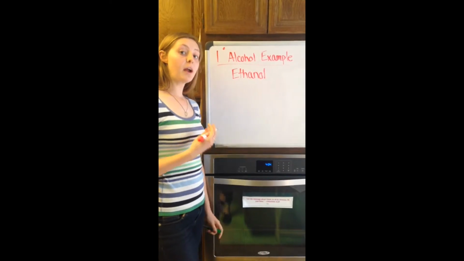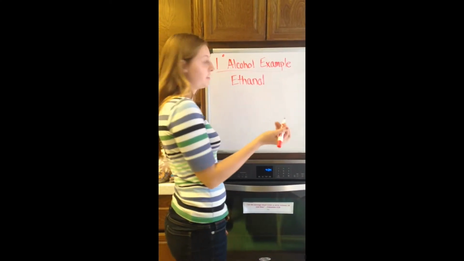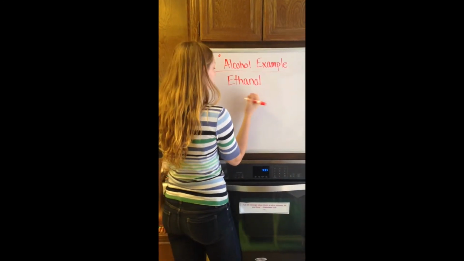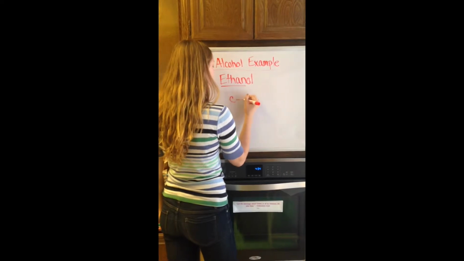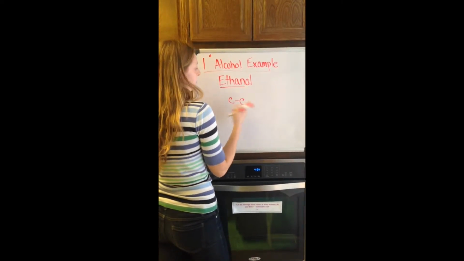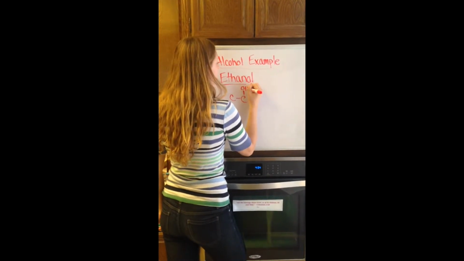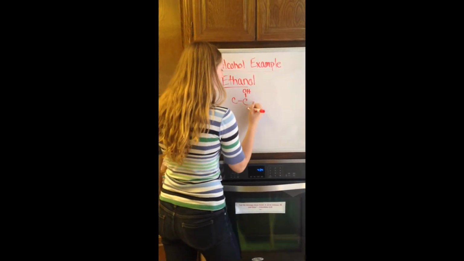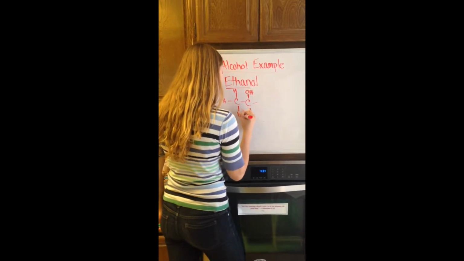An example of a primary alcohol is ethanol, and we're going to draw it so we can identify primary alcohols in general. So with ethanol, the parent chain is going to have two carbon atoms, and it doesn't matter which one we attach the OH to because there's only two. So we put the OH, and then we'll add the hydrogen atoms.